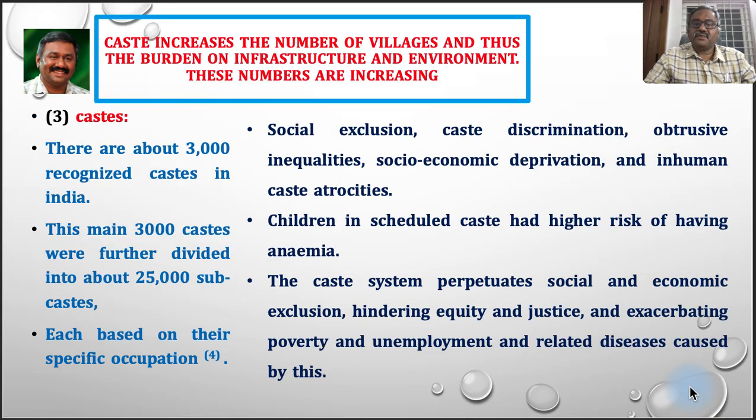Caste increases the number of villages and thus the burden on infrastructure and environment. These numbers are increasing. Castes. There are about 3,000 recognized castes in India. These main 3,000 castes were further divided into about 25,000 subcastes, each based on their specific occupation. Social exclusion, caste discrimination, obtrusive inequalities, socio-economic deprivation, and inhuman caste atrocities can be seen. Children in scheduled caste had a higher risk of having anemia. The caste system perpetuates social and economic exclusion, hindering equity and justice, and exacerbating poverty and unemployment and related diseases caused by this.